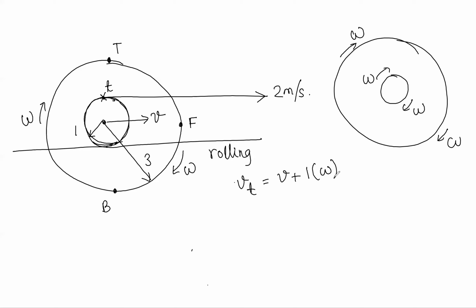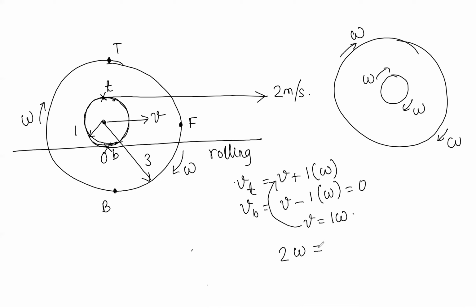The velocity of the bottom point, which is in contact with the plank, is at rest. So V small b is equal to V minus 1 into omega, and the plank is at rest, so that is equal to 0. ठीक है, so v minus 1 omega is equal to 0. So you can write v is equal to 1 omega. तो जैसे ही तुम इसको लिखोगे you can come to this point and you can write that 2 times omega, 1 into omega is just omega, so 2 times omega is equal to the velocity of the top point.